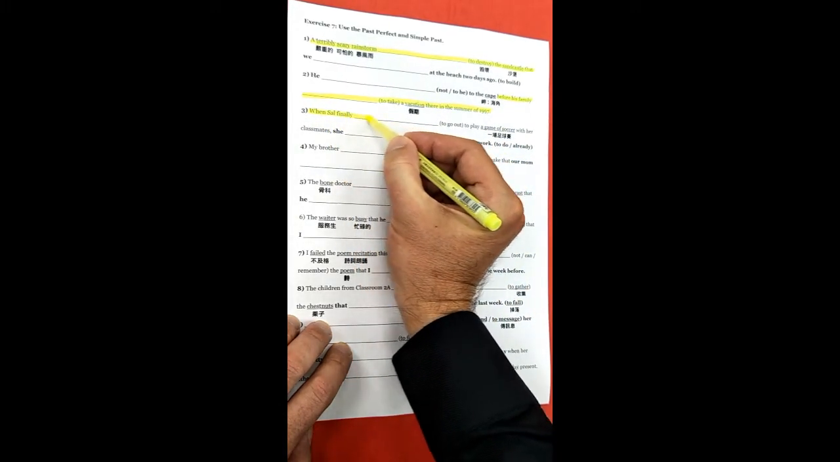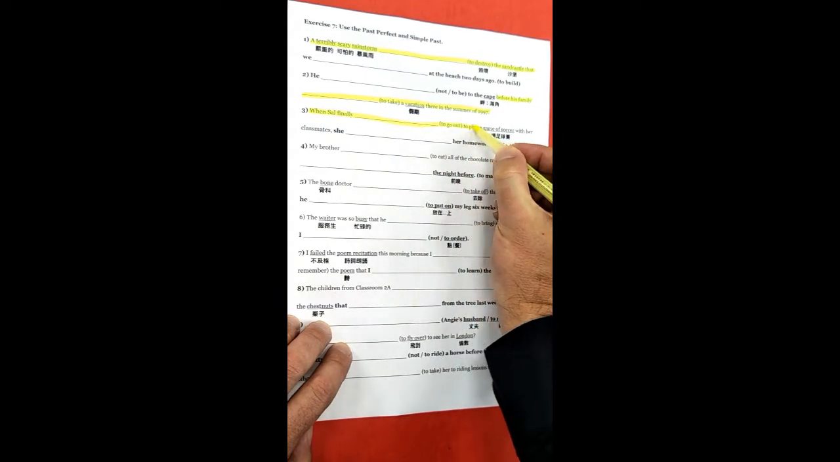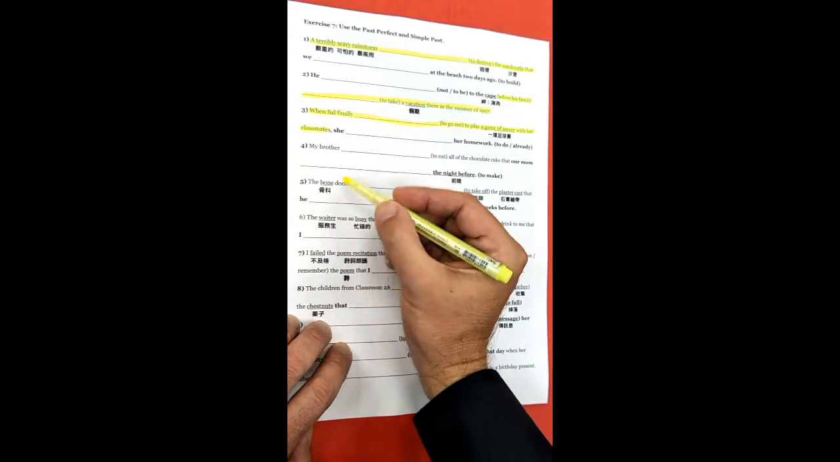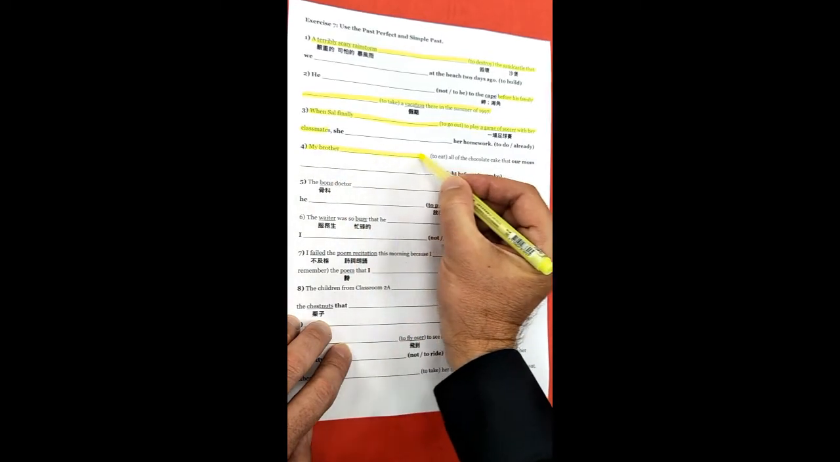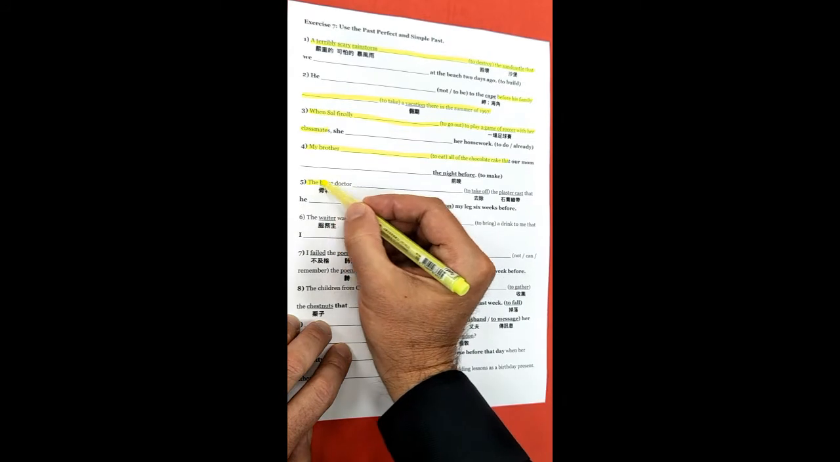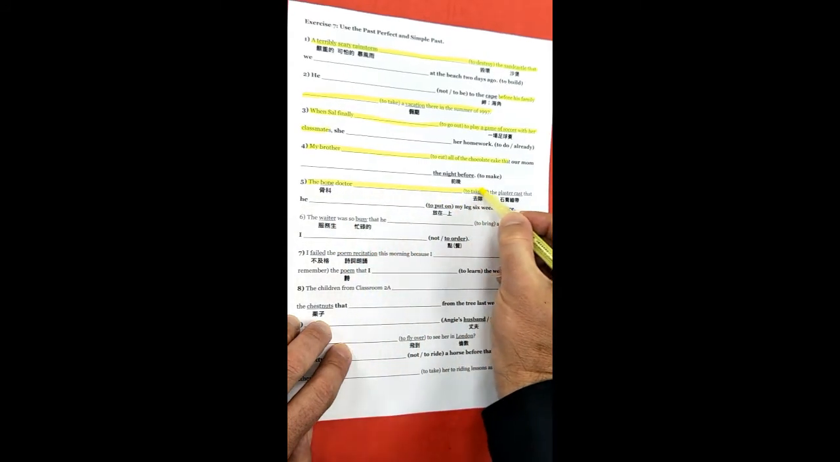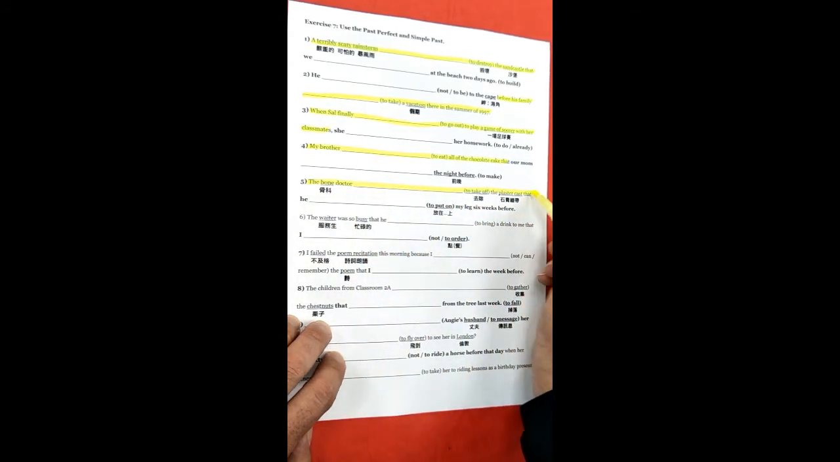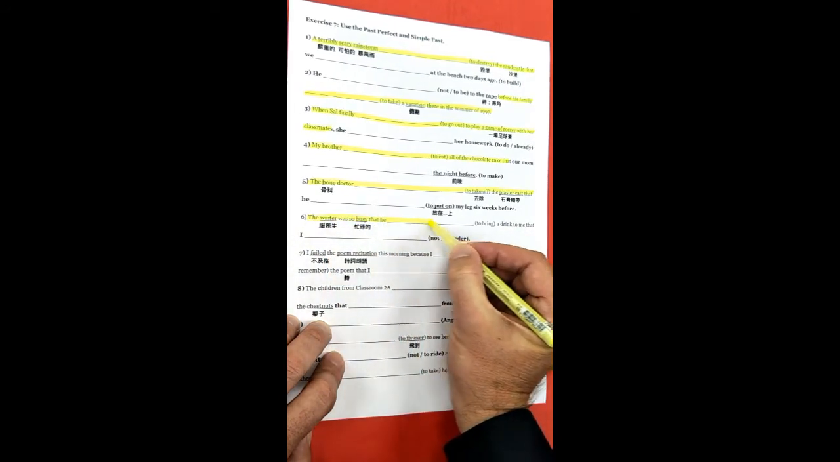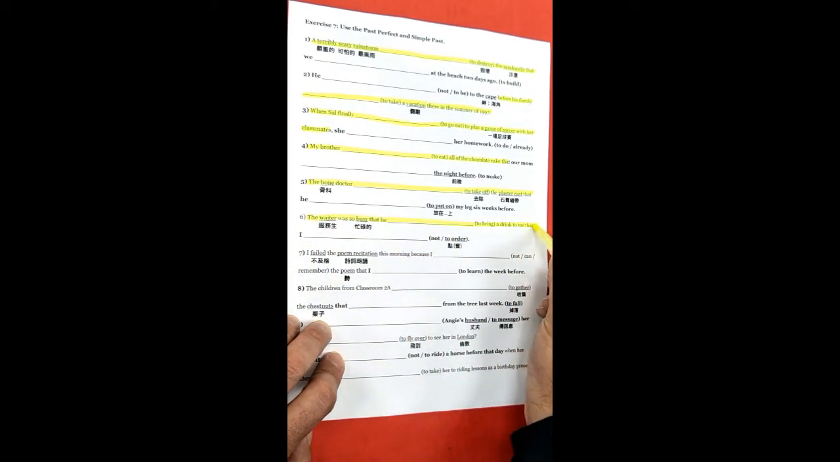3. When Sal finally, blah, blah, blah, to go out to play a game of soccer with her classmates. 4. My brother, blah, blah, blah, to eat all the chocolate cake that. 5. The bone doctor, blah, blah, blah, to take off the plaster cast that. 6. The waiter was so busy that he, blah, blah, blah, to bring a drink to me that.